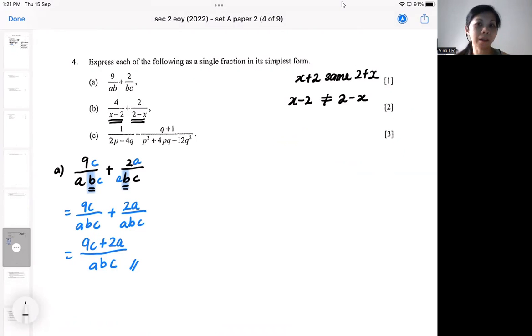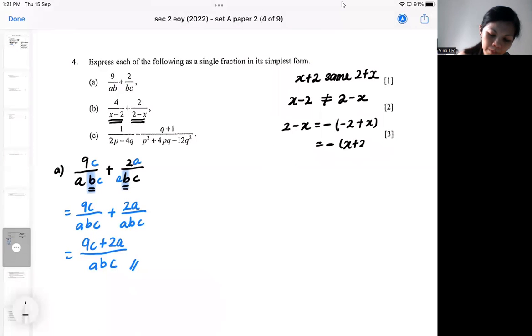They are not the same, but I can twist something. So I can do something like 2 minus x, I factorize out a negative. So when I factorize out a negative, then I will get something like this. So in fact, for part B, this part I can factorize. I factorize out a negative.